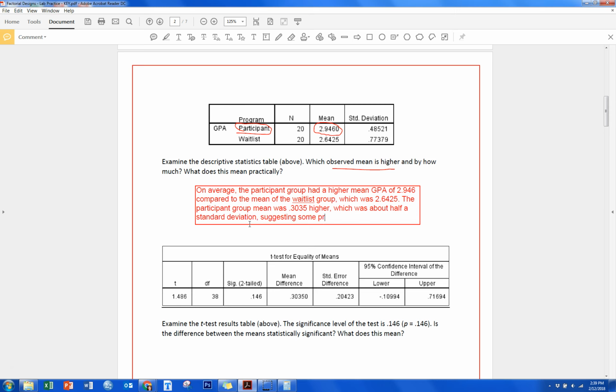suggesting some practical significance. Okay, so again, I'm looking over here at the standard deviation. It's ranging from about 0.5 to 0.7. 0.3 is about half of that. So when you're talking about practical significance, oftentimes it's useful to look at that relative to the standard deviation. How much variability is there? If it explains kind of a good chunk of that variability, then we'd say there's some practical significance here.